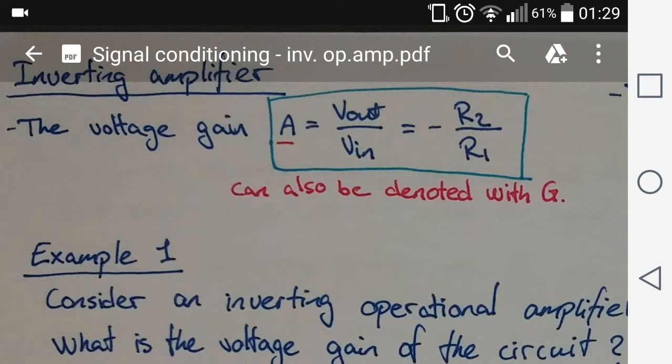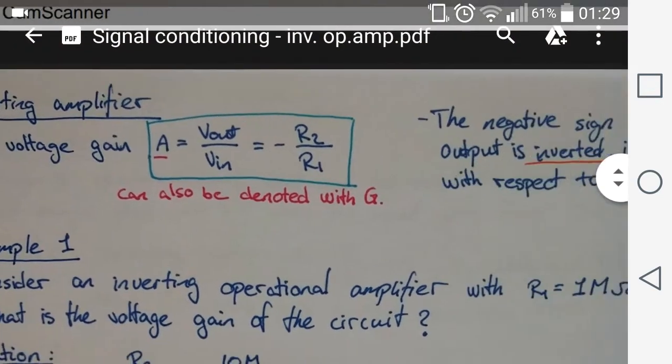Now note that here I write A to denote that we are talking about the voltage gain. In some literature you might see that it is denoted with G, and also in some other notes from me you could see that I might write it with a G somewhere else, but both are valid notations.